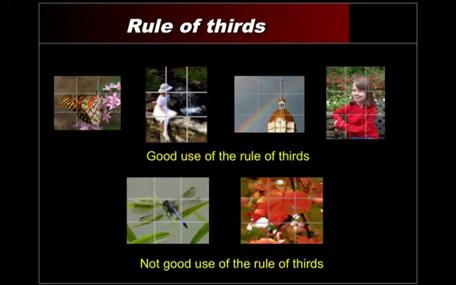Now here's an example of a good use of the rule of thirds at the top, and at the bottom, not so good use of the rule of thirds. You can see how much more pleasing the ones at the top look by trying to put the focal point, the interest of the subject, into one of those intersecting lines that intersect on one of the third boxes there.